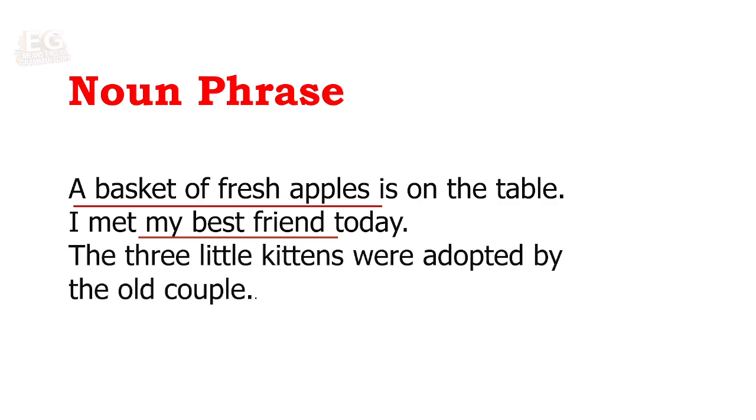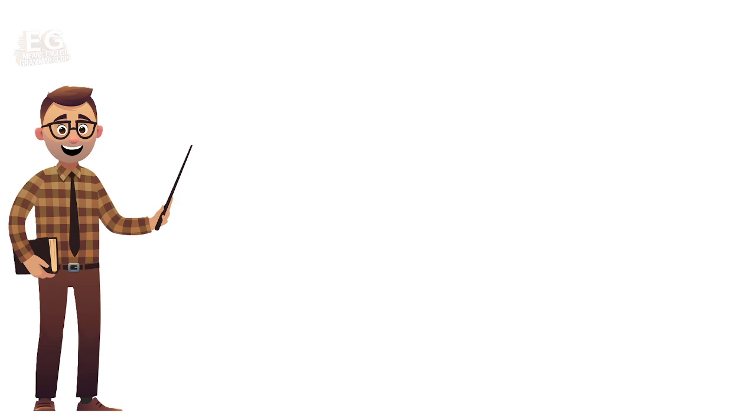Let us see the third sentence: The three little kittens were adopted by the old couple. So in this sentence, the three little kittens is a noun phrase. Now, the big question is, what is a noun phrase and how do we identify a noun phrase in a sentence? That's what we will learn in this video tutorial. So stick around as I continue.